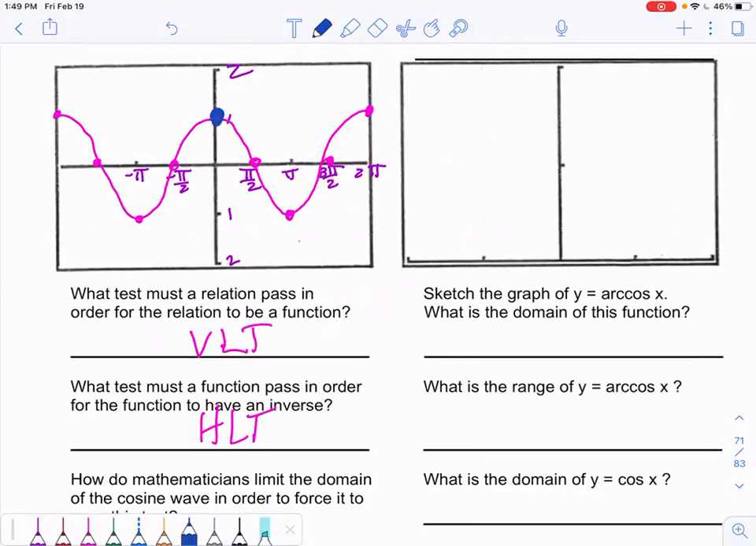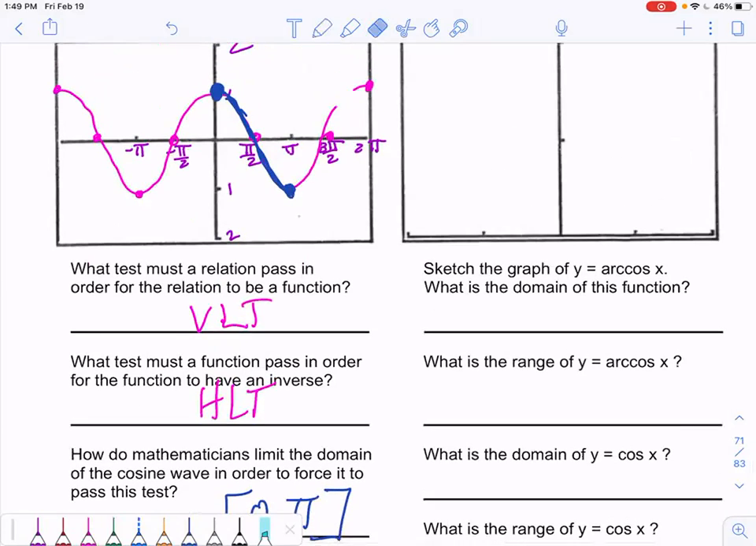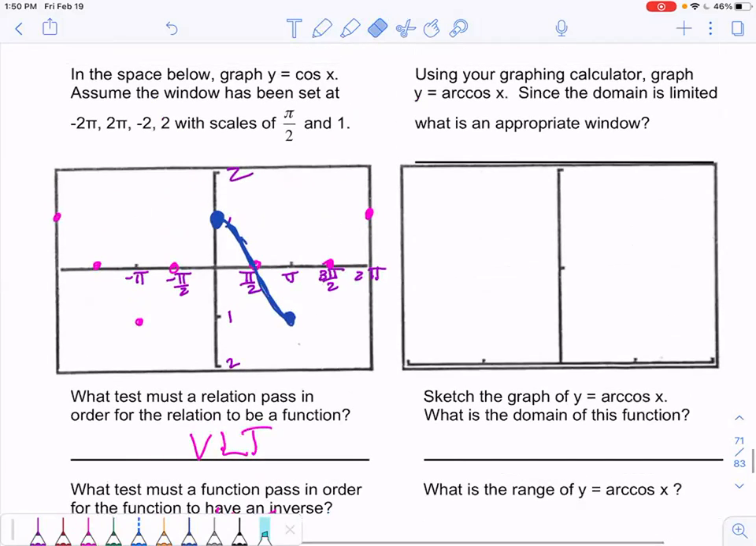Yeah, so starting at 0, moving forward to the right until it no longer passes the horizontal line test. And that would end at the value of pi. So he's saying from 0 to pi. And again, they get brackets because they're points on the graph. And I'm going to delete the rest of it. So our cosine graph now only exists from 0 to pi for the inverse to exist as well. Questions on that?